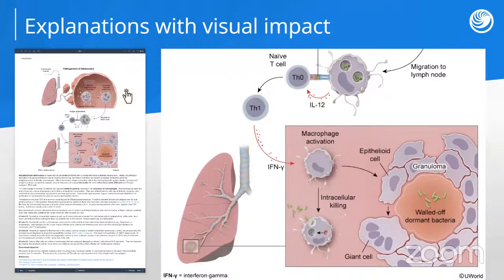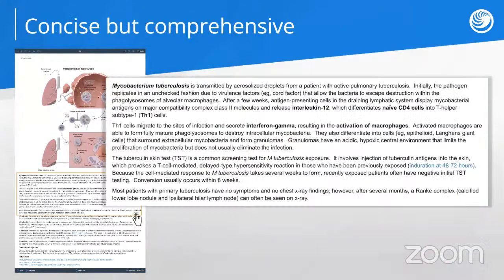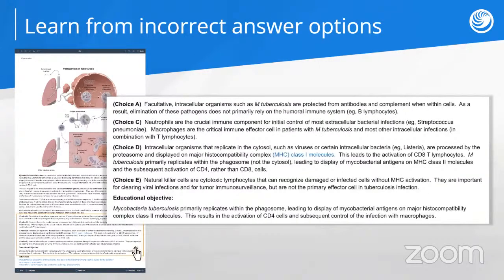Next, you'll see our written explanation. And we go through our written explanations in 3 different ways. So we go through our written explanations with the correct answer choice, the incorrect answer choice, and our educational objective, which is just a 2 to 3 sentence summary.